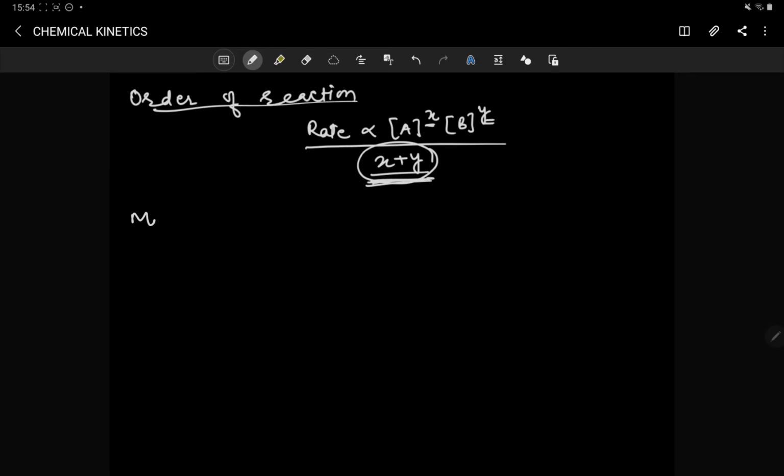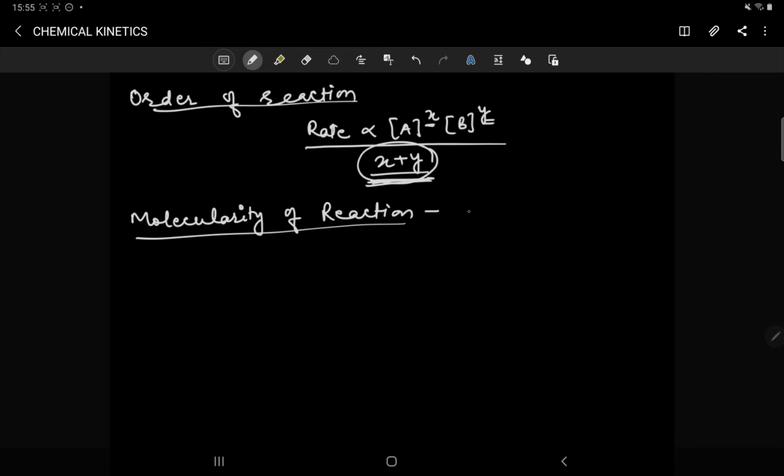Now we are starting with the next term, that is molecularity of the reaction. What is molecularity of reaction? It is the number of reacting species which must collide simultaneously to give a product in a reaction. What does it mean? It may be atoms or ions or molecules, anything. It is the number of reacting species which must collide with each other simultaneously in order to give us the final product. That is called the molecularity of a reaction.